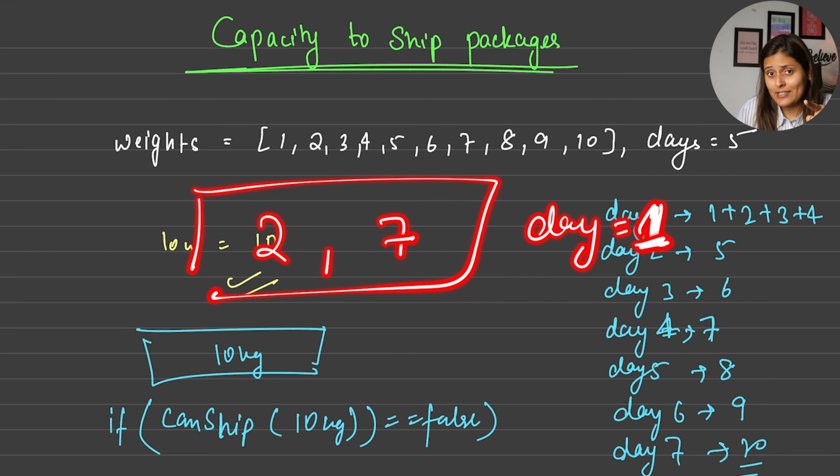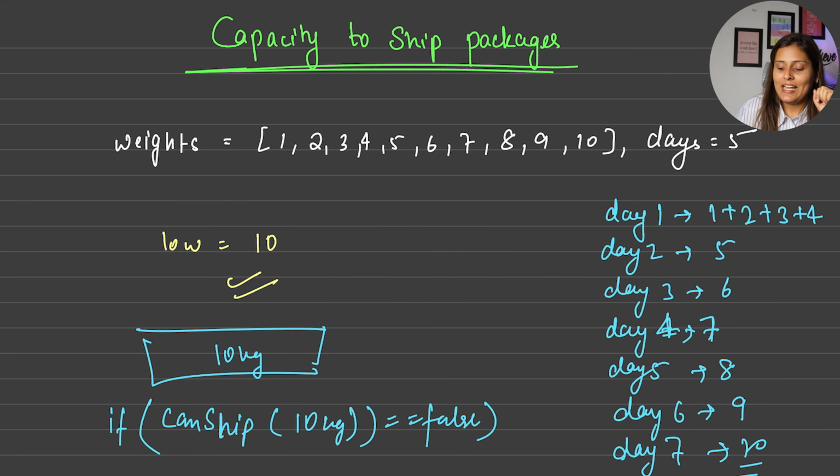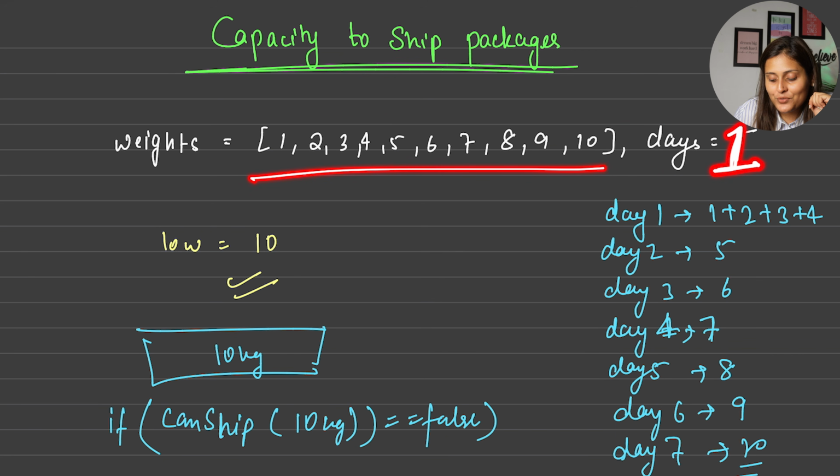You will try with 9, yes. Because with 9 you can pick all over in day 1, correct. Now you say if day is 1, what is the minimum capacity of the ship should be? Definitely 55, which is nothing but the summation of the whole weights.